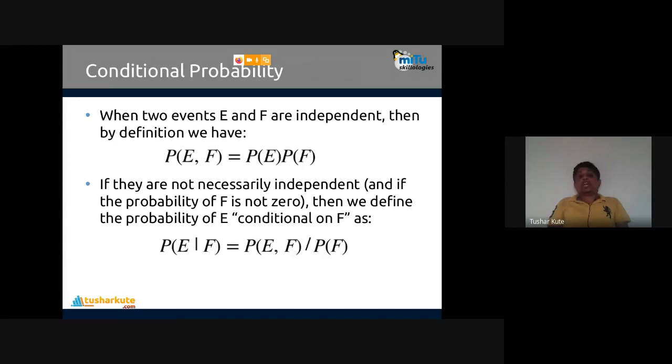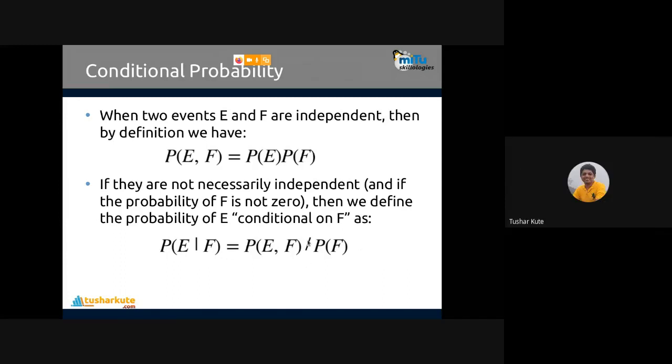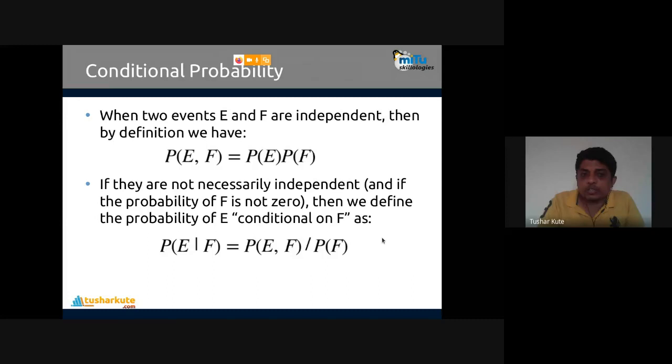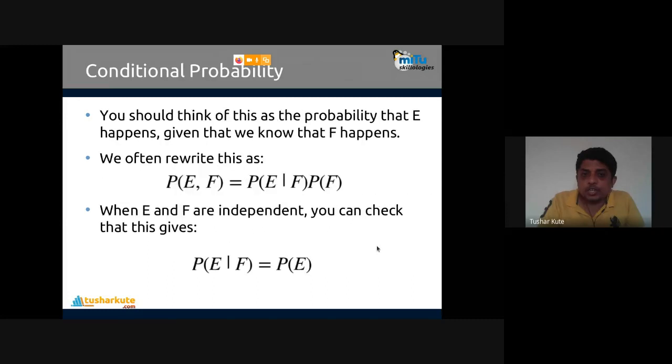Probability of E on condition F. Yes, probability of E on condition F. Here we write a symbol, a straight line. Probability of E on F will be like this: probability of EF divided by probability of F. It's called conditional probability.